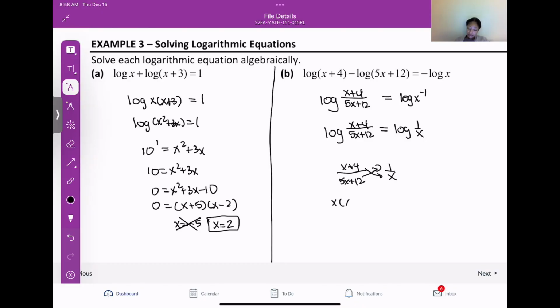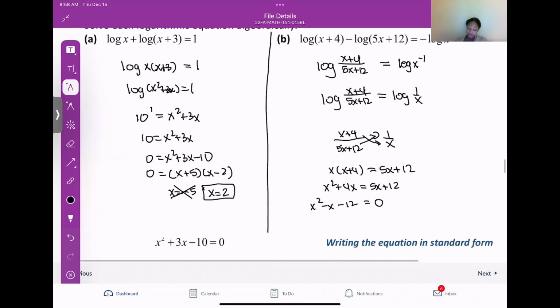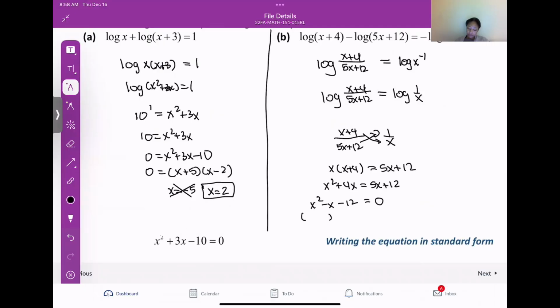We get x times x plus 4 equals 5x plus 12. So x squared plus 4x equals 5x plus 12. And moving everything to one side gives us x squared minus x minus 12 equals 0. So we have to factor here. This would be x minus 4 times x plus 3 equals 0. So x equals 4 is one solution, and x equals -3 is the other solution.